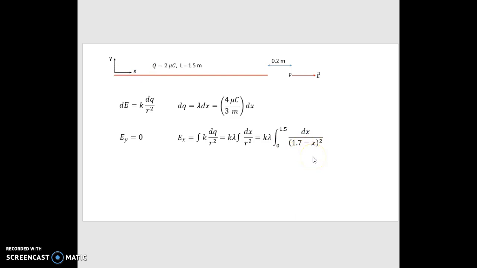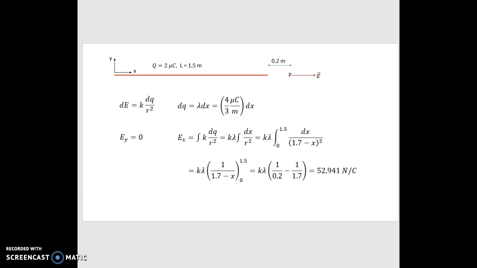So quick check, when I plug in my lower integral limit, I get an r value of 1.7. That makes sense for the left end of the rod. If I plug in my upper integral limit, I get 1.7 minus 1.5, or 0.2. That's the correct distance for the right end of the rod. So everything looks good. I'm ready to integrate.